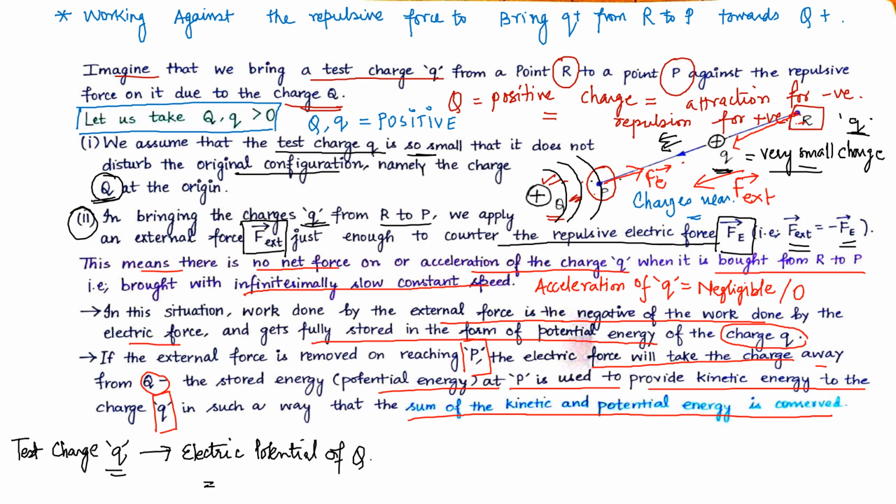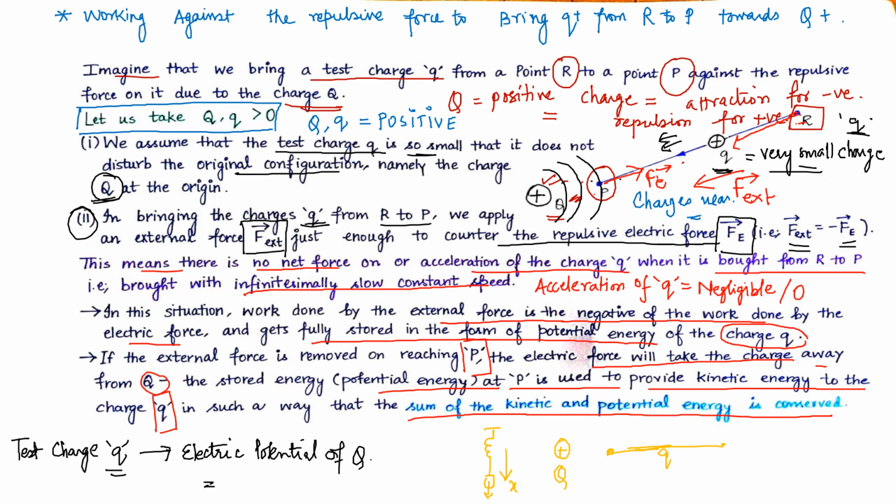Now see this example of the spring. In the case of spring, what we have seen is that when the spring is attached with some mass, the spring gets elongated or extended due to this mass. Similar way, our charge capital Q is placed over here, and this small q is being brought from here to here. So it is kind of a spring. We have just simply stretched it from R to P.